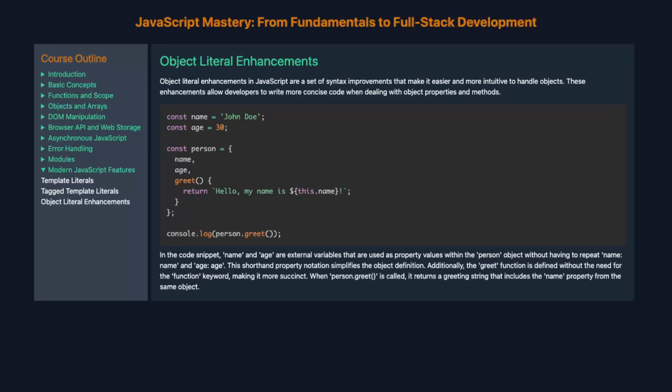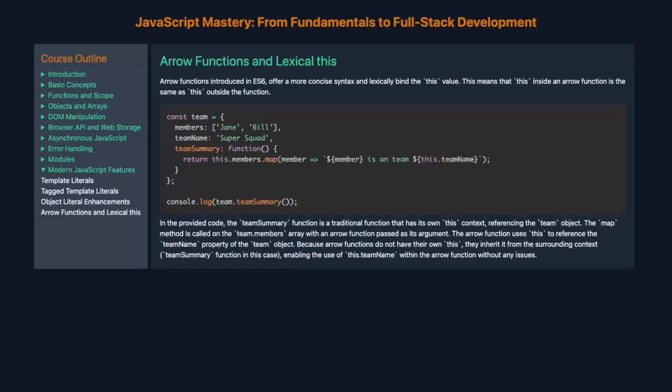In the code snippet, name and age are external variables that are used as property values within the person object, without having to repeat name and age. This shorthand property notation simplifies the object definition. Additionally, the greet function is defined without the need for the function keyword, making it more succinct. When person.greet is called, it returns a greeting string that includes the name property from the same object.